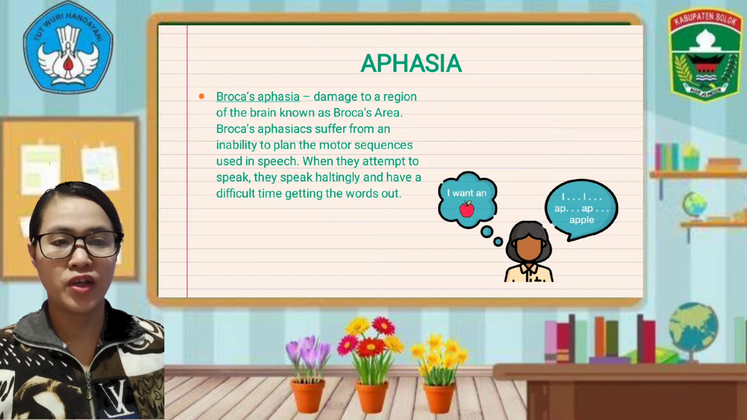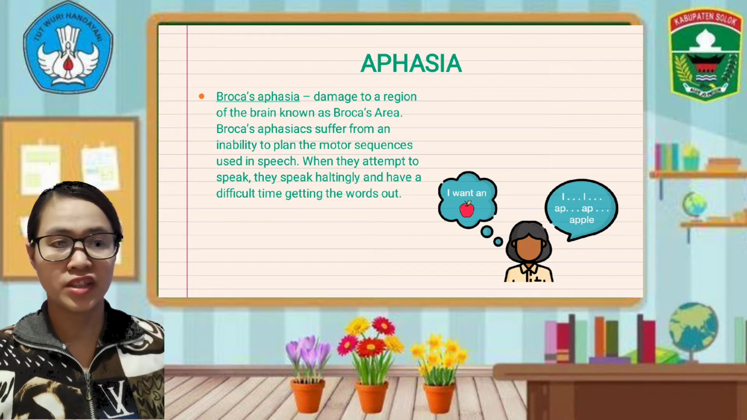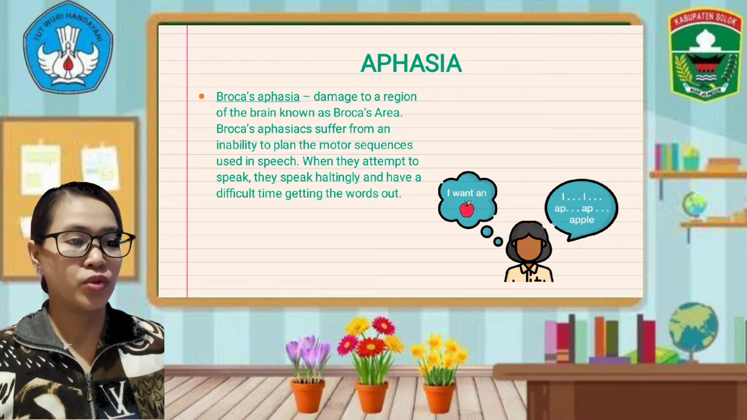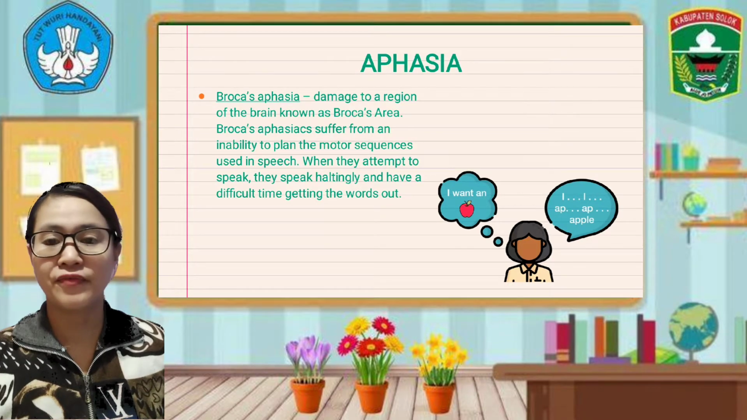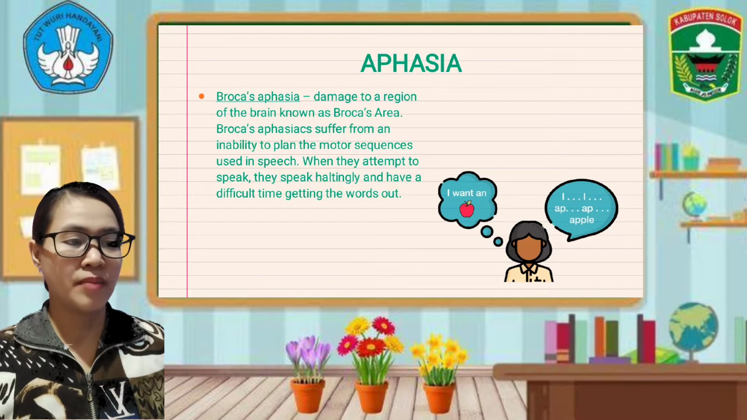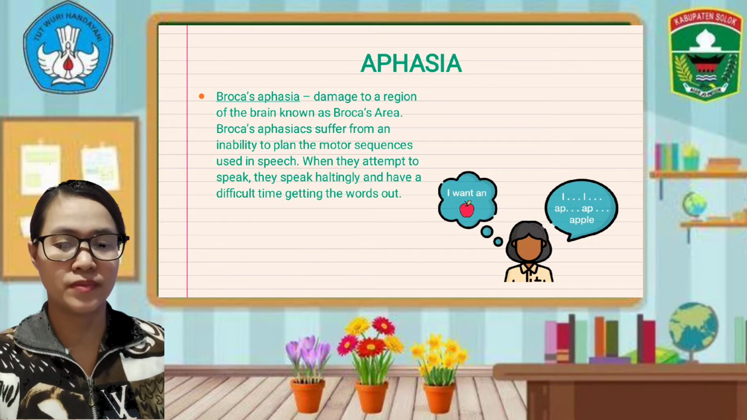By the way, aphasia is a language disorder caused by damage in a specific area of the brain that controls language expression and comprehension. Aphasia usually happens suddenly after a stroke or a head injury, but it can also come on gradually from a slow-growing brain tumor or a disease that causes progressive permanent damage.